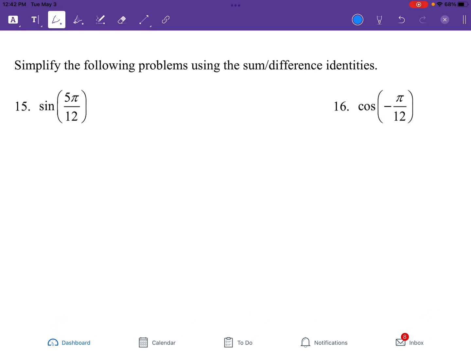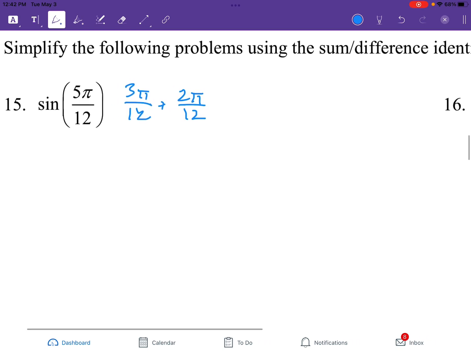Again, you're going to need to use your formula sheet for this. So you're going to find two terms that add up or subtract to be 5 pi over 12, while both terms that you use are reducible using 12. So we can use 3 pi over 12 plus 2 pi over 12. If we reduce both those terms, we end up with pi over 4 plus pi over 6. This is the x, this is the y in your sum and difference.